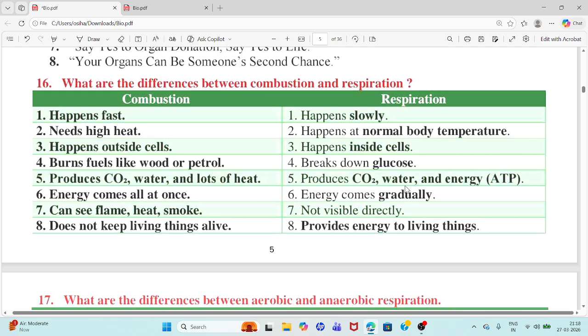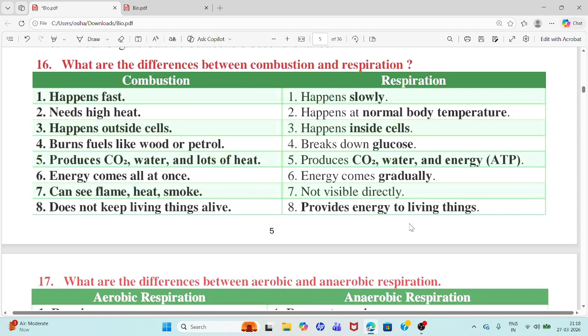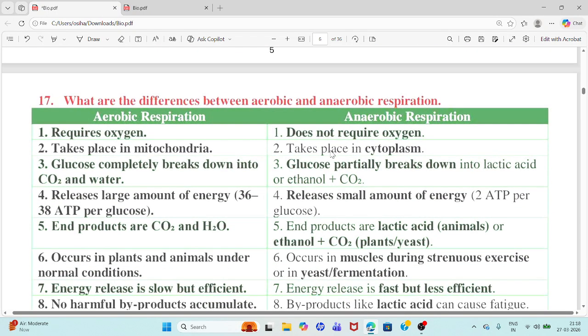Combustion produces carbon dioxide, water, and lots of heat. Respiration produces carbon dioxide, water, and energy, ATP. In combustion the energy comes all at once; in respiration, energy comes gradually. In combustion you can see flame, heat, smoke; in respiration it is not visible directly. Combustion does not keep living things alive; respiration provides energy to living things. These are the differences between combustion and respiration.